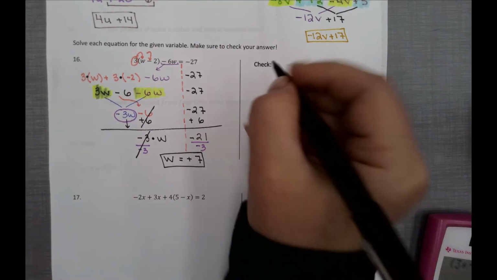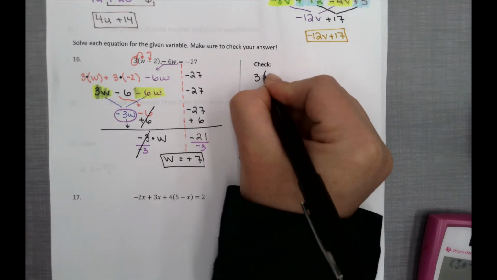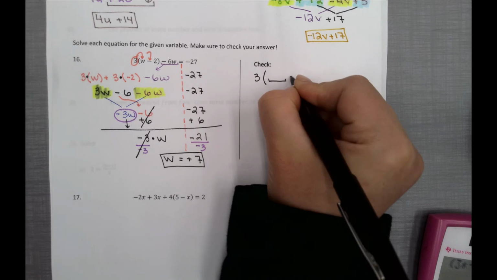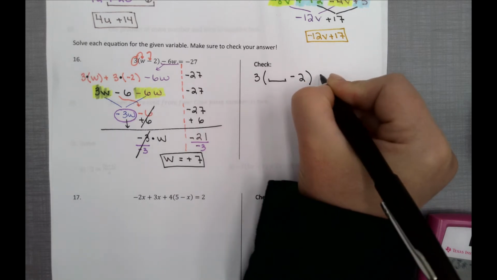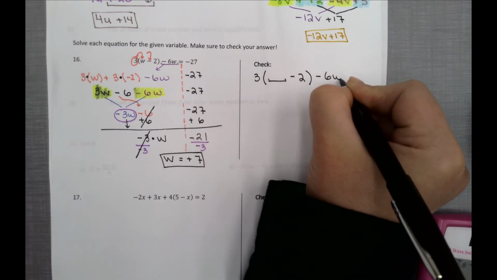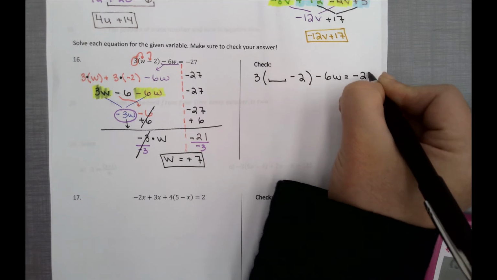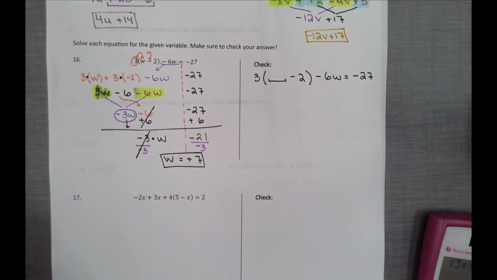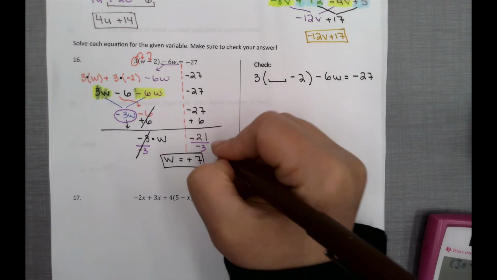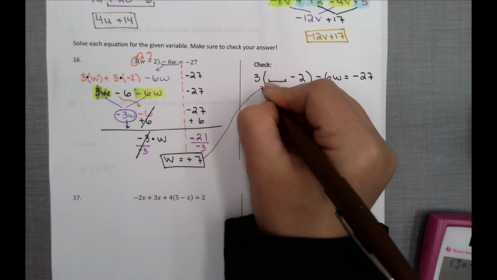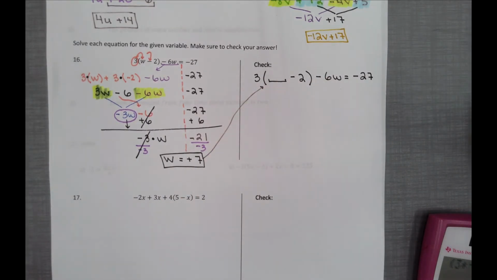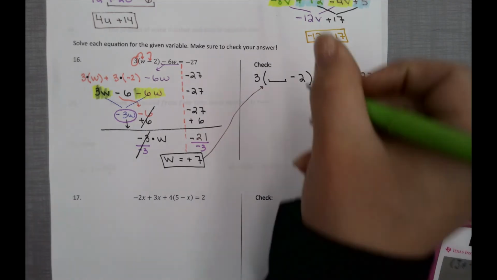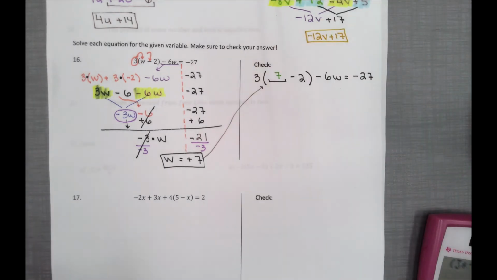Let's check our answer. 3, open, W minus 2. Now it already has parentheses here, so I'm just going to leave a little open spot for my W. Now this is the first example. I did not copy down the original. I did, but I kind of skipped a step. I didn't write the W, and the reason I didn't do that is I already know I'm going to be putting a positive 7 here.